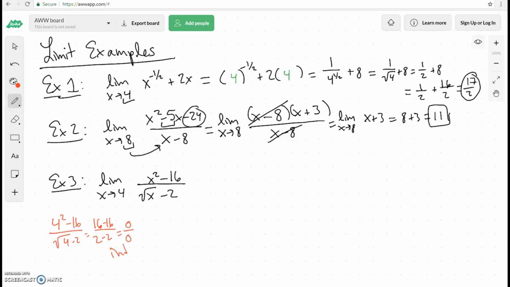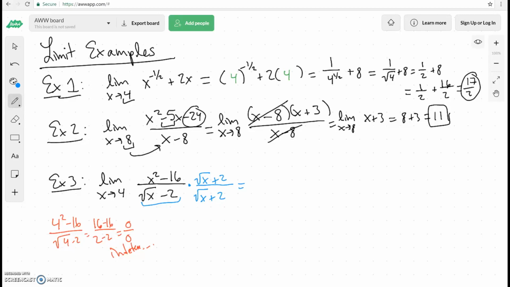And remember that this is indeterminate. Okay? Indeterminate, so we cannot do it. So we have to think of something else. Well, one thing that we can do is multiply by the conjugate. Multiplying by the conjugate means that I'm going to have to rationalize this to get rid of the square roots. So I'm going to multiply by the conjugate of this. This is going to be square root of x plus 2 over square root of x plus 2.